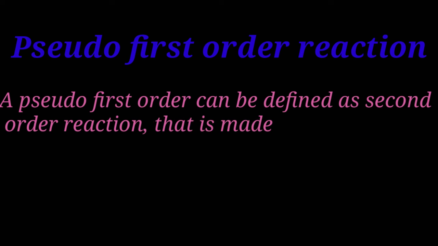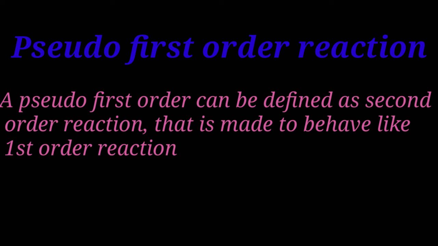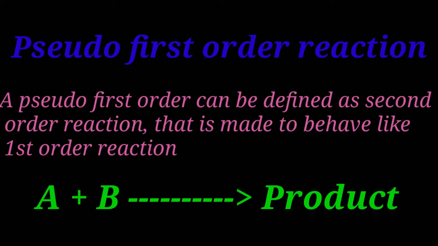Next is pseudo first order reaction. A pseudo first order reaction can be defined as a second order reaction or higher order reaction that is made to behave like first order reaction. Consider the reaction A plus B gives product. In this case, two reactants are involved, so we call it second order reaction. But if concentration of one of the reactants is in excess, then rate of reaction depends upon the concentration of only one of the reactants, that is A. So such type of reaction we call pseudo first order reaction.